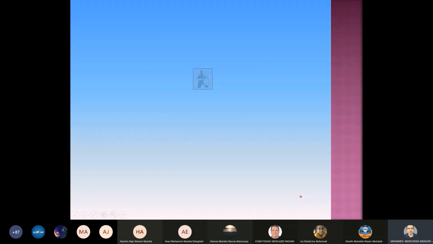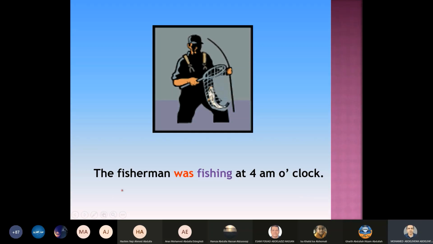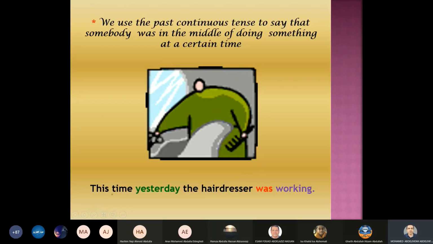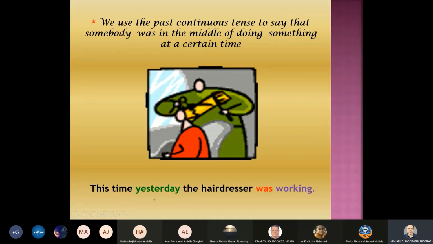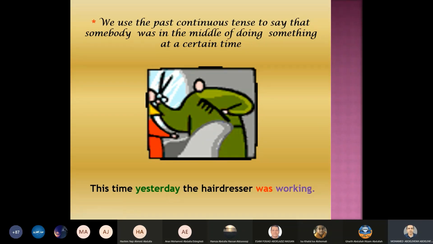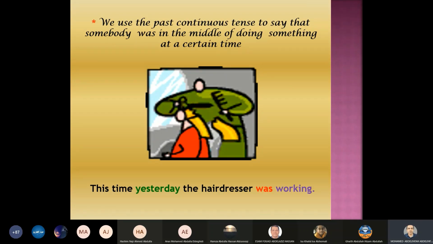So let's have another example. Here you can see a fisherman. When you describe the action in the past, what was happening in the past with this man, you say the fisherman was fishing at 4 a.m. Look here, students, with the past continuous tense, we always use words that describe the time. Look here, this time yesterday, yesterday in the morning, yesterday after school, yesterday before I go to bed. You have to use simple words or words that describe the time, that tell us more about the time.